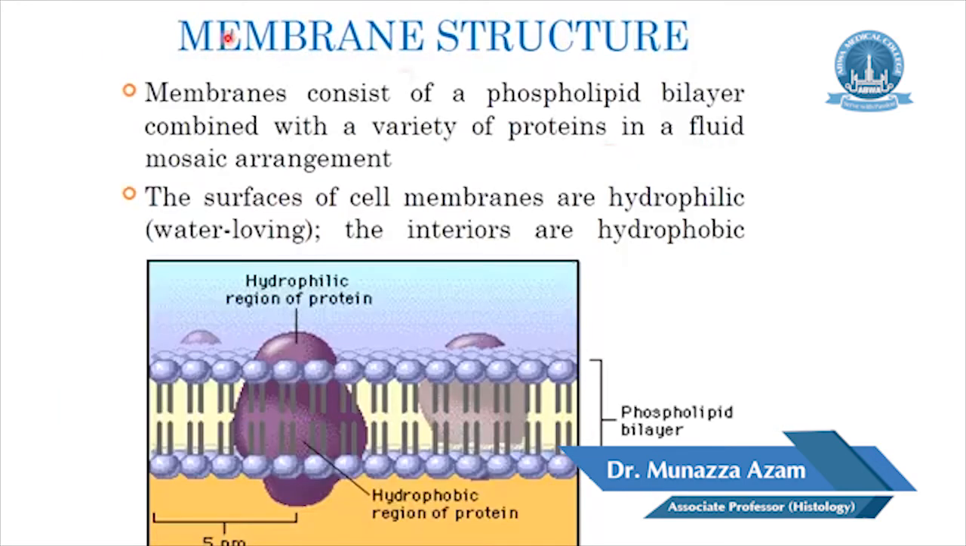So plasma membranes consist of a phospholipid bilayer combined with a variety of proteins, which are integral proteins, and this lipid bilayer arrangement and integral proteins give rise to a typical arrangement which is called the fluid mosaic arrangement. The surfaces of the cell membranes are hydrophilic or water loving, and the hydrophobic interior is basically made up of fatty acid chains, and the phosphate head makes the water loving portion.